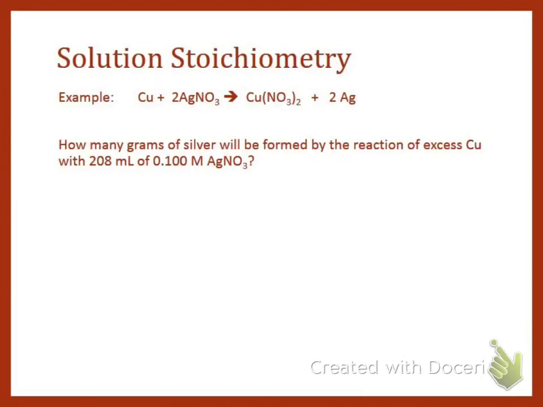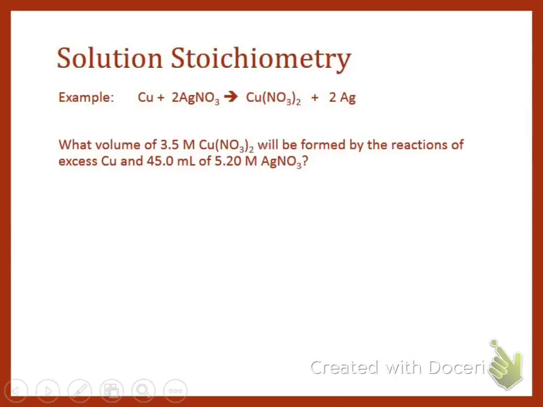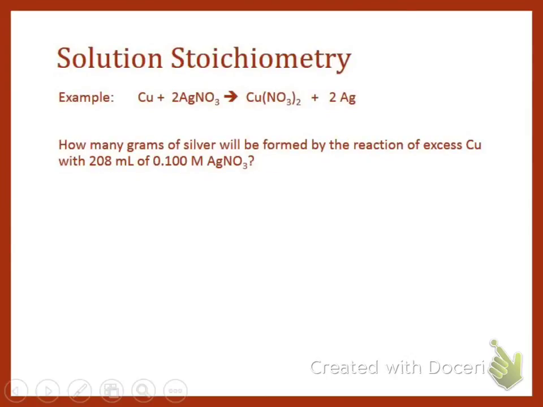So in this example, I have copper and silver nitrate as a single replacement reaction. And it wants to know how many grams of silver can I form with excess. That means we get to do a happy dance. It's not a limiting reactant. With that volume of that molarity.